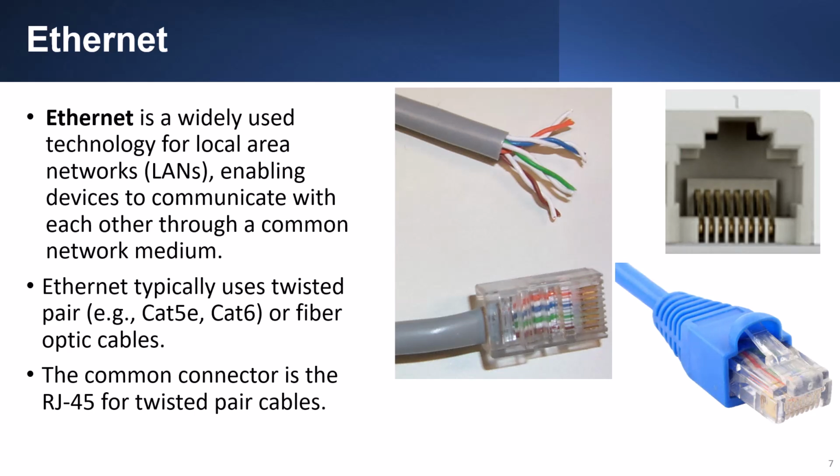Ethernet is a widely used technology for local area networks, enabling devices to communicate with each other through a common network medium. Ethernet typically uses twisted pair or fiber optic cables. The common connector is the RJ45 for twisted pair cables.